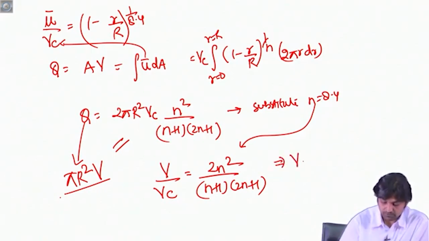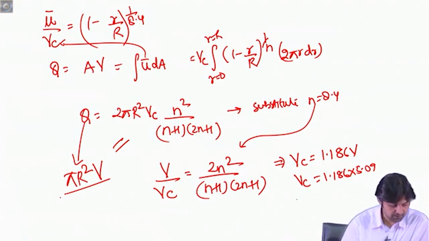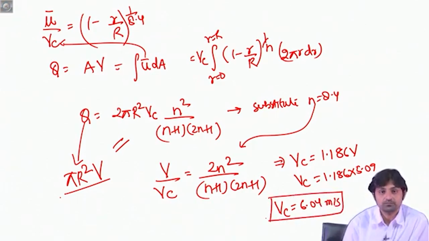Therefore, Vc will be 1.186 V, and V already we know, 5.09. So, Vc is going to be 6.04 meters per second. So, that is part B.